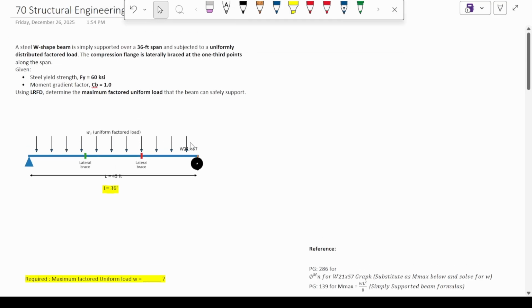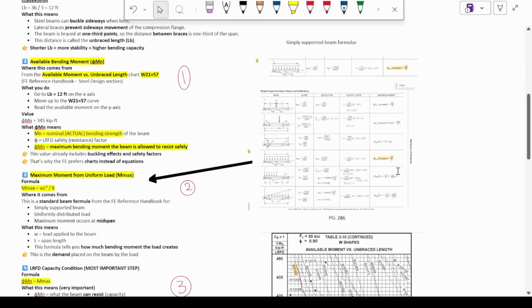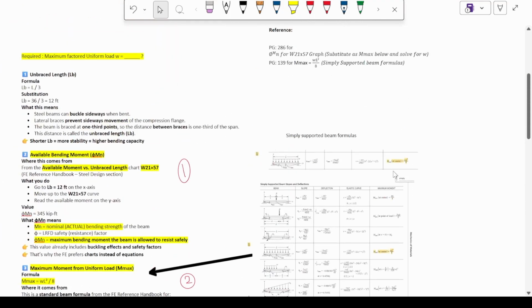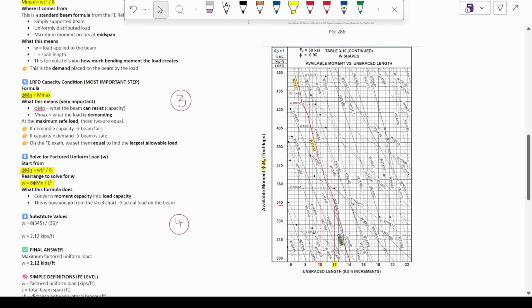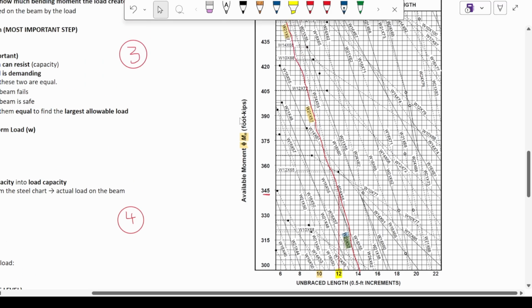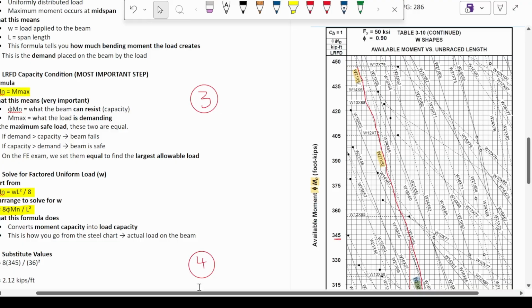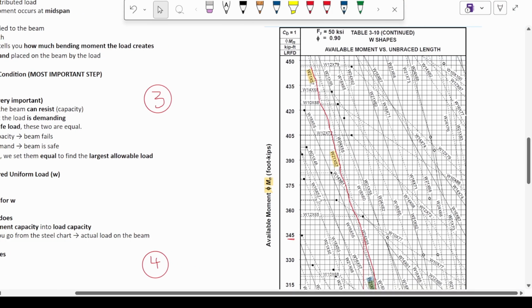If you search this number W21 by 57 in your FE reference manual, you'll directly come to page number 286, where there is a graph between available moment φMn and unbraced length. Always remember that whenever they give you Wu or Mu, that is nothing but factored load or factored moment. Mn or Wn is the unfactored load or unfactored moment, without the safety factor.